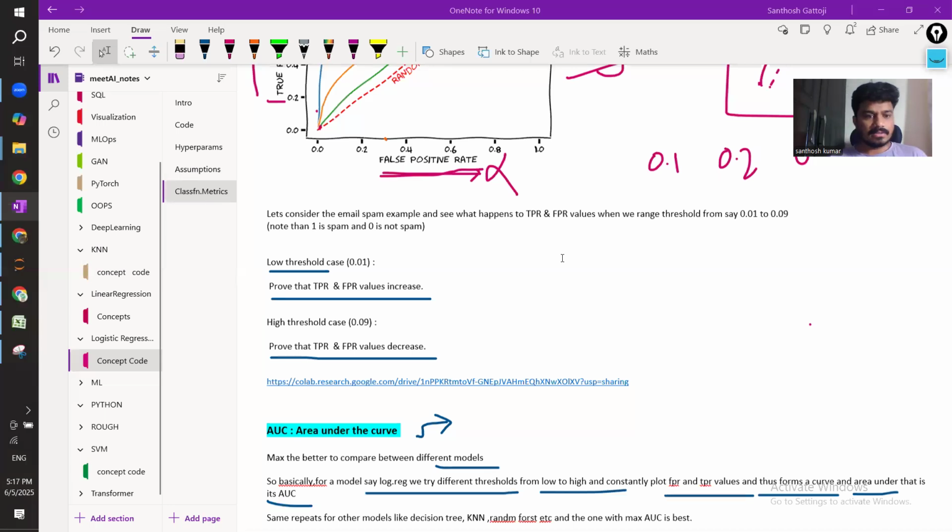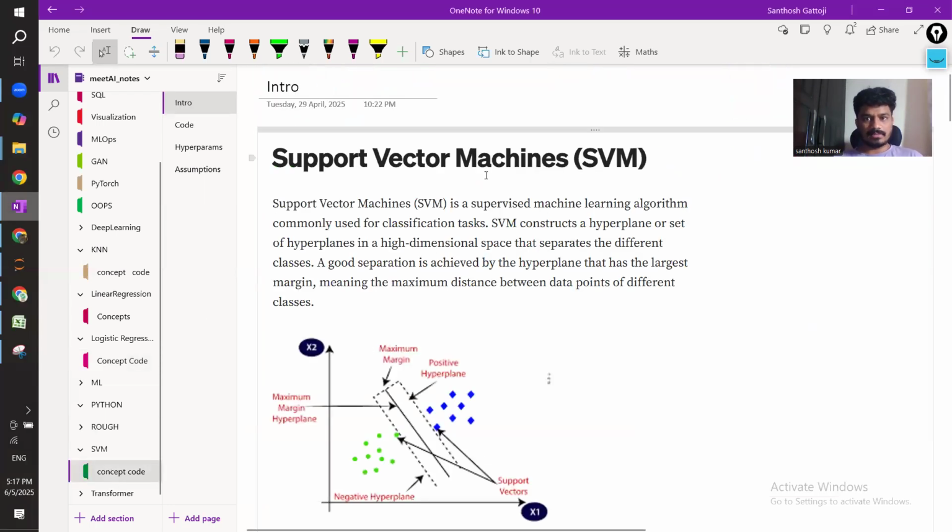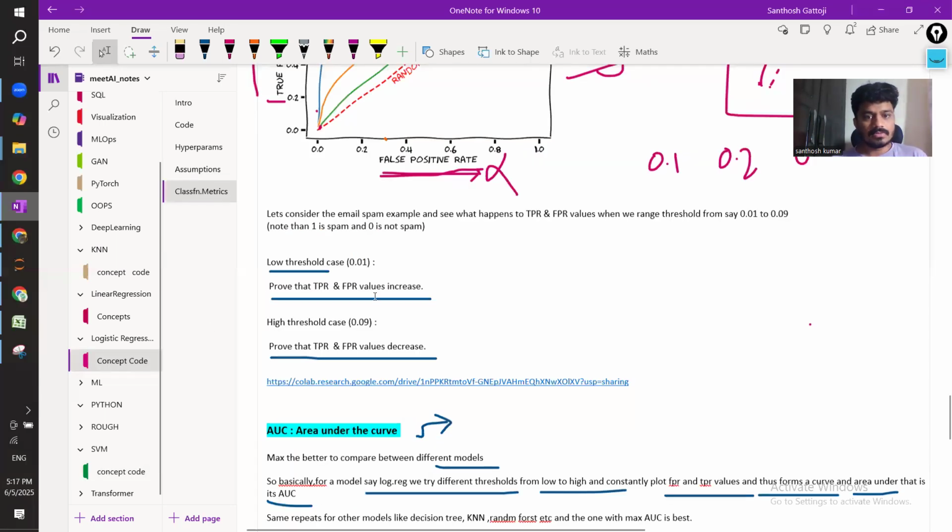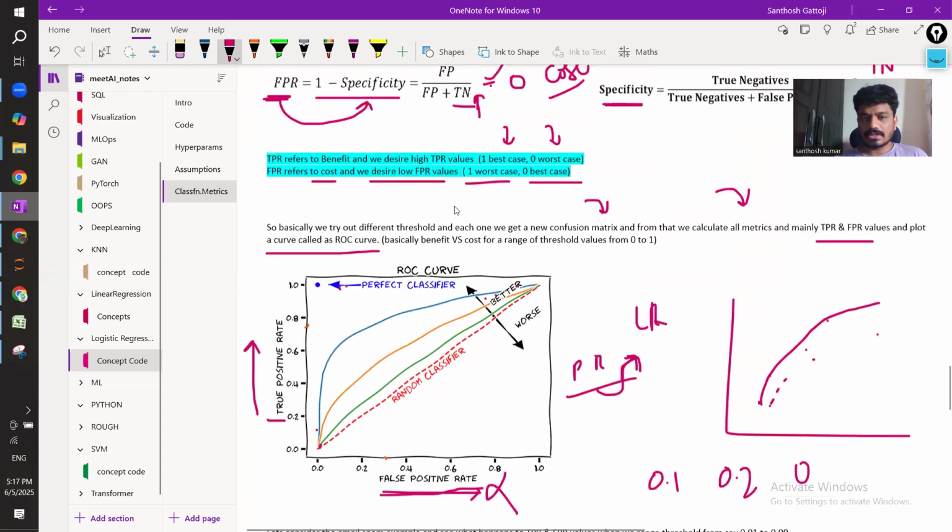with our next algorithm, which is SVM. It's called support vector machines. But before that, I would like to take just 5 minutes to conclude a few points regarding the classification metrics. In our previous session, we were discussing the ROC curve and AUC, right?